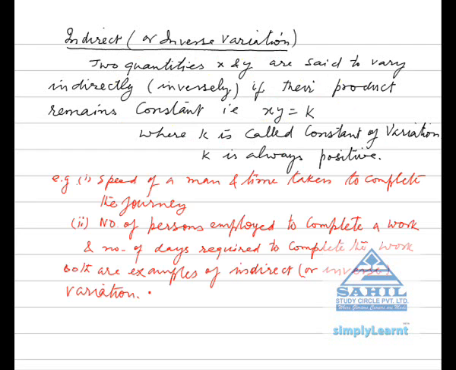For example, number 1, speed of a man and time taken to complete the journey. Number 2, number of persons employed to complete a work, and number of days required to complete the work. Both are examples of indirect or inverse variations, because if speed increases, the time decreases, and if the number of persons employed to complete a work is increased, the number of days will decrease. Both of them show inverse variations.